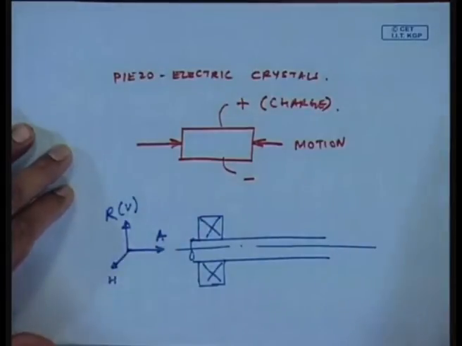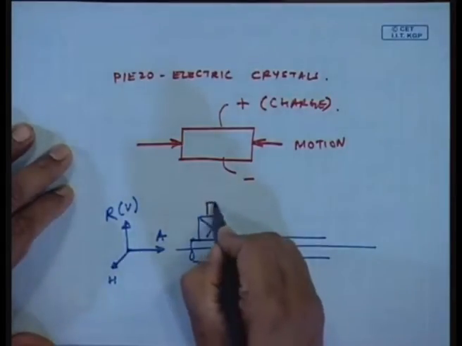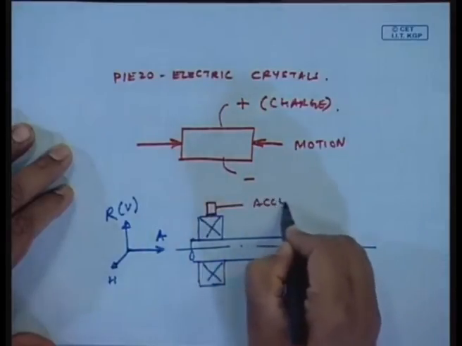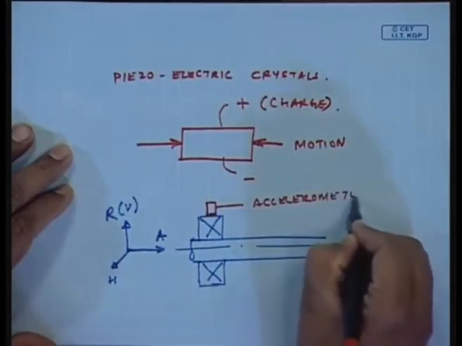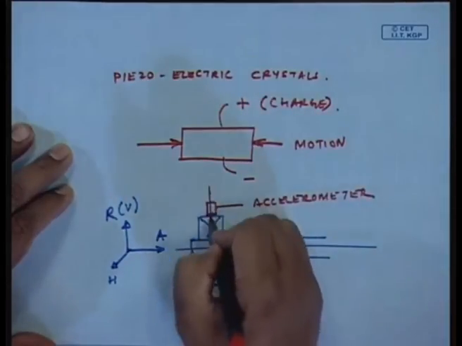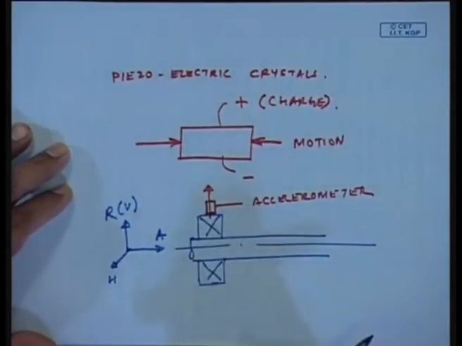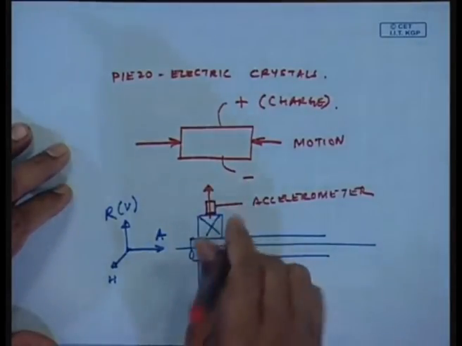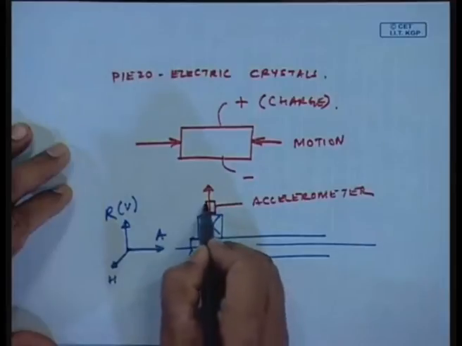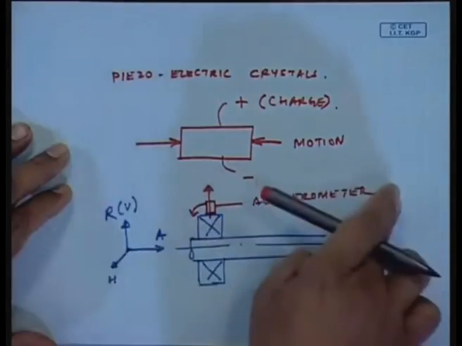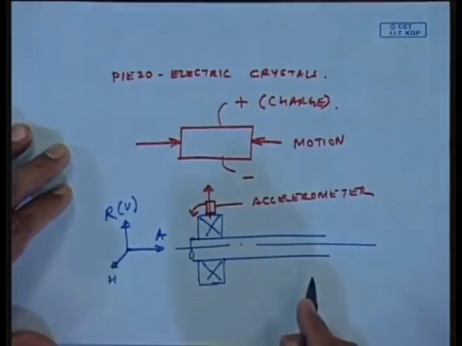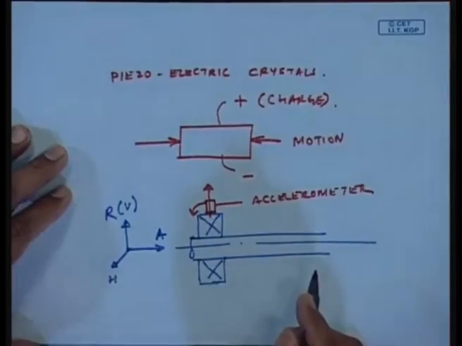So, if I put an accelerometer on the bearing housing here, it is sensing in only the vertical direction. If I want to measure in the axial direction, I have to rotate it by 90 degrees, so that this becomes in this direction. So, I have to align the accelerometers along their most sensitive direction.